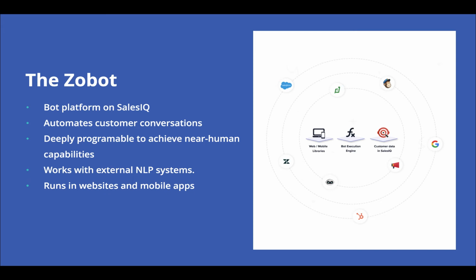We can program these bots to respond, to act, and to qualify customers. So, Zobots can maintain conversations with users in a natural language, understand the intent of what the user is trying to say, and then send a response based on the business rules and data of the organization. And remember, these can be run both on websites and on mobile applications.